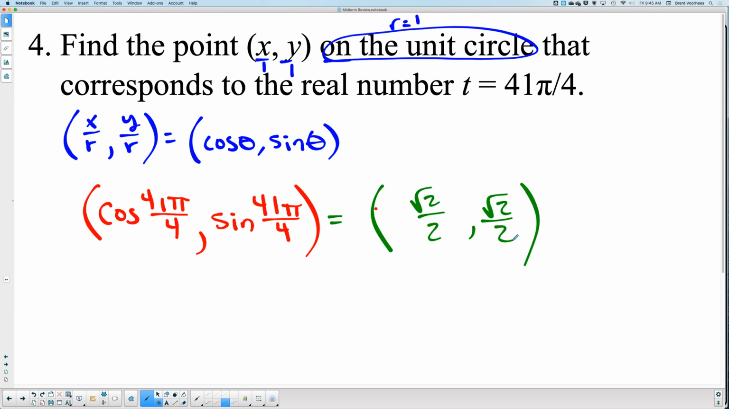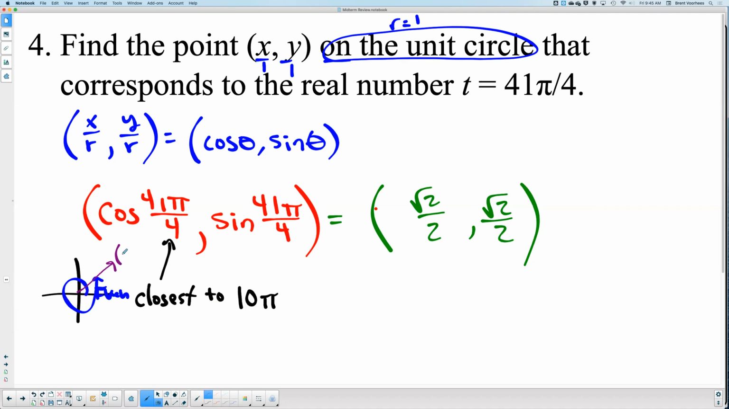41 pi over 4 is closest to what whole number of pi's? Closest to 10 pi. A little bit more, a little bit less? A little bit more. So if you think through a graph, where are the even pi's? On the right. These are the even. So if you're a little bit more than 10 pi, you're a little bit more than the even pi. What can you tell me about my x's and y's? They're both positive.